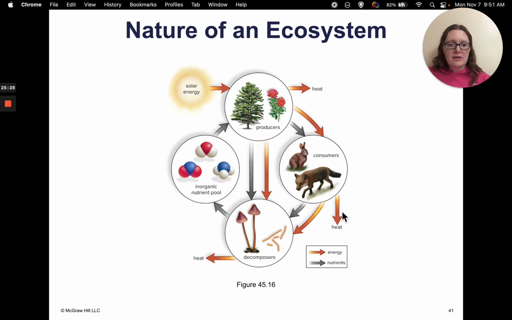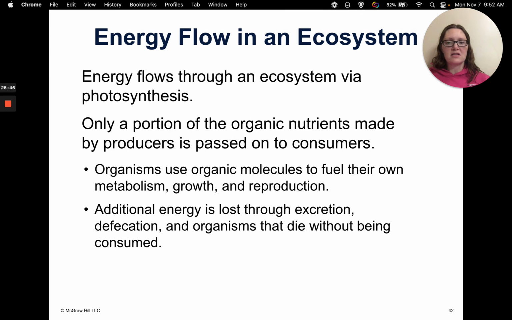So lots of energy lost as heat. Here's more energy lost as heat. Solar energy comes in to the producers, but energy is lost as heat at every level of the food chain. And only 10% is carried on to the next level, 90% is lost as heat.